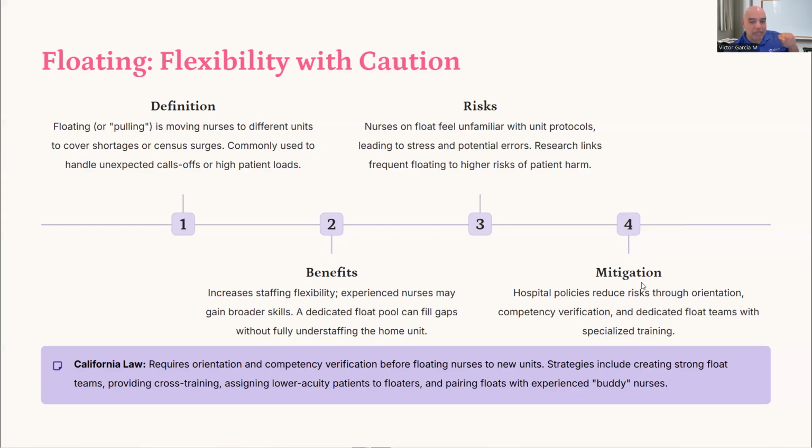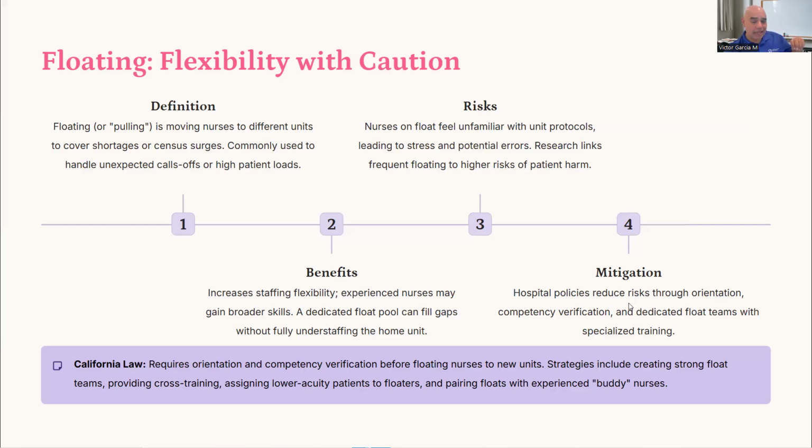Strategies to improve the safety of floating include providing orientation to the receiving unit and verifying competencies, which is essential, establishing dedicated float pools, and pairing float nurses with experienced staff. These measures reduce the risk and help ensure patient safety.